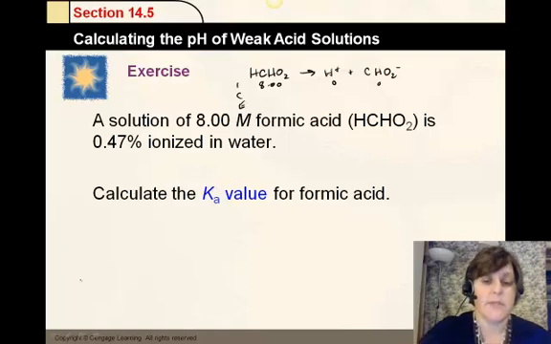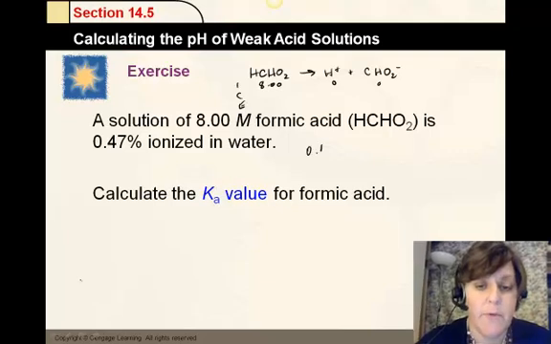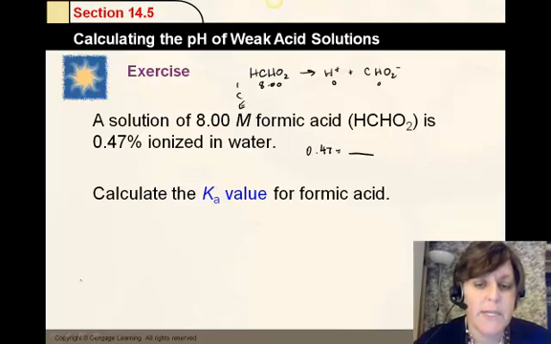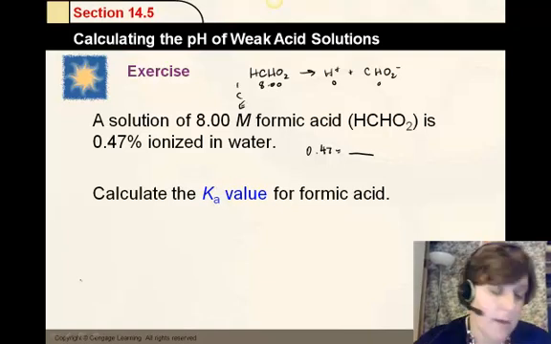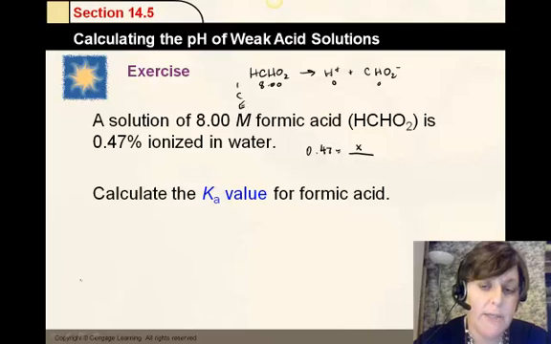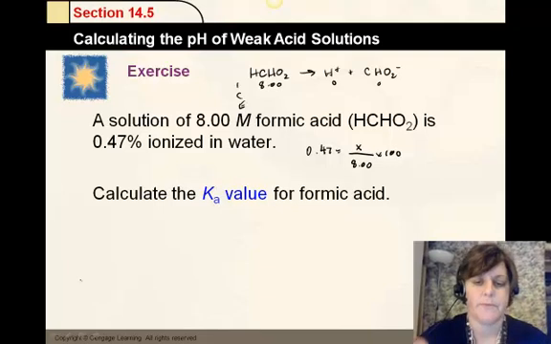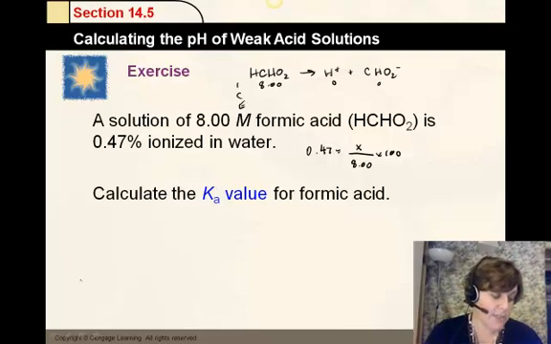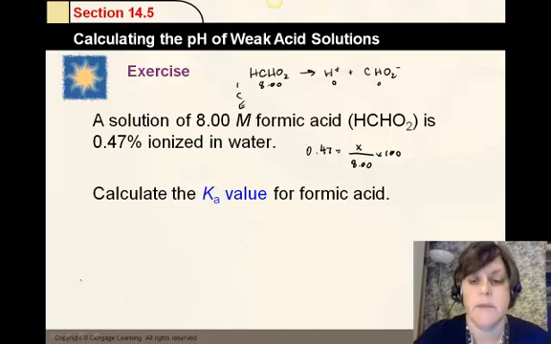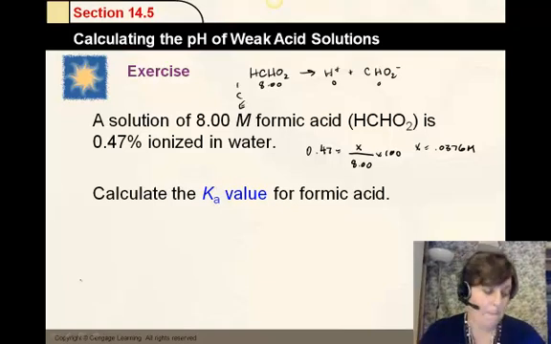So what I'm going to do is use that formula: 0.47 is equal to the percent dissociation of the hydrogen over the initial concentration times 100. So when I solved this, I actually got 0.0376. And then, from that, I can calculate the Ka value for the formic acid.